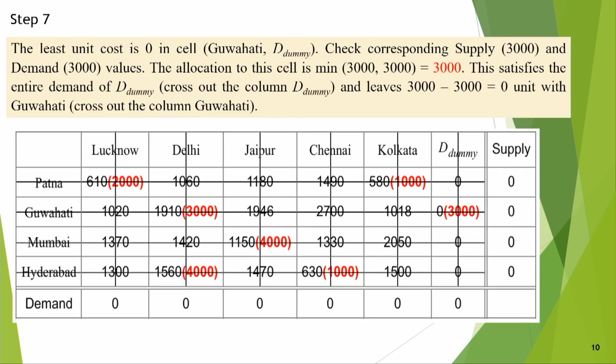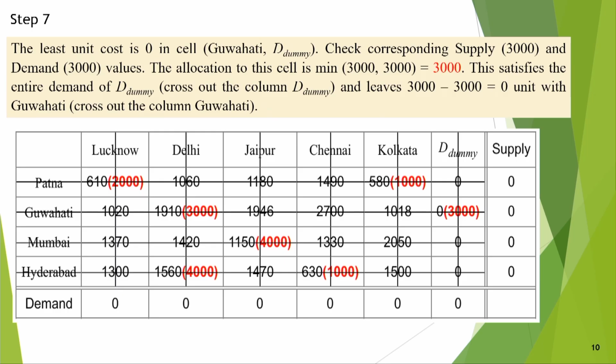Then what? The least unit cost is 0 in cell Guwahati D dummy. So check corresponding supply and demand, 3000 each. The allocation to this cell is minimum of 3000 comma 3000, that is 3000. This satisfies the entire demand of D dummy. Cross cut the column D dummy also and use 3000 minus 3000 is equal to 0 unit with Guwahati. Cross cut the column Guwahati. So now the allocation has been made.